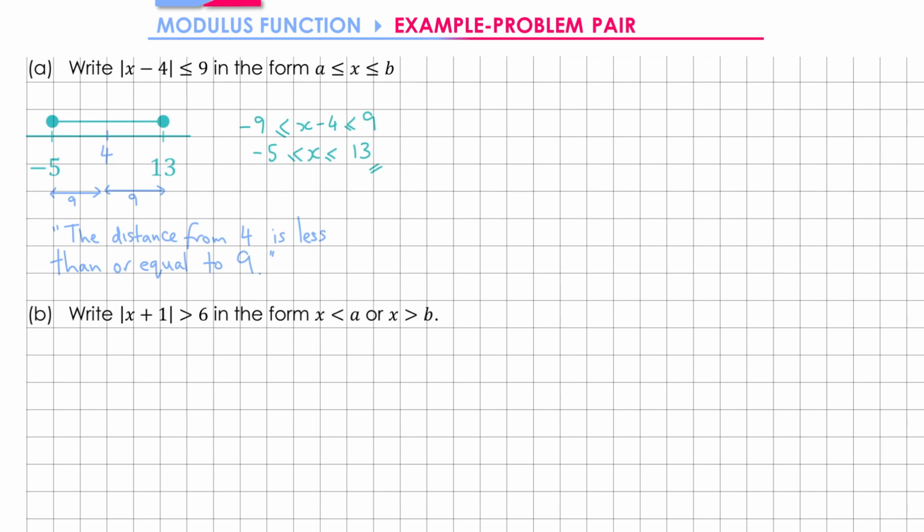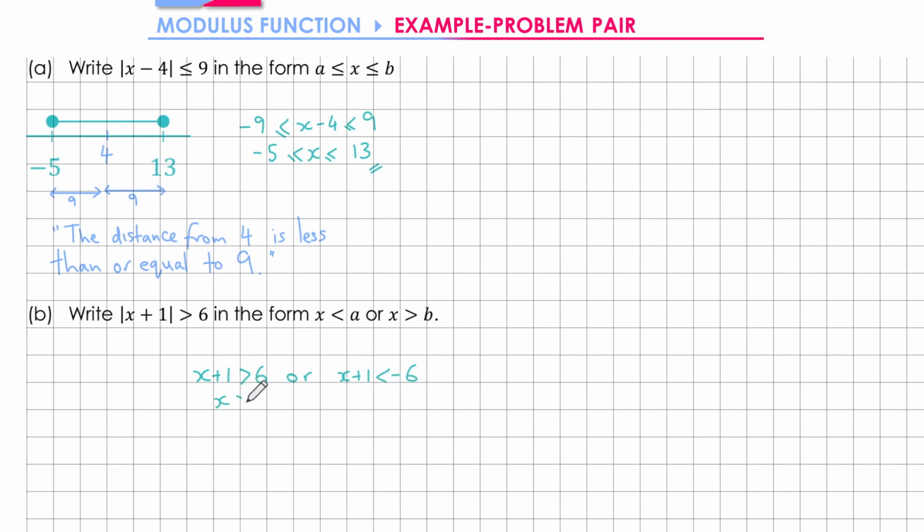Let's have a think about part B. This time we have mod of x plus 1 is bigger than 6, and we want to write it as two separate inequalities. If x is bigger than minus 1, the modulus will be positive, and so it must be the case that x plus 1 is bigger than 6. If we had a negative value inside the brackets, then when we take the mod, in order for that to be bigger than 6, it must be the case that before we took the mod, the number has to be less than minus 6. So we can write down a second inequality that says that x plus 1 is less than minus 6. And then we can simply rearrange these.